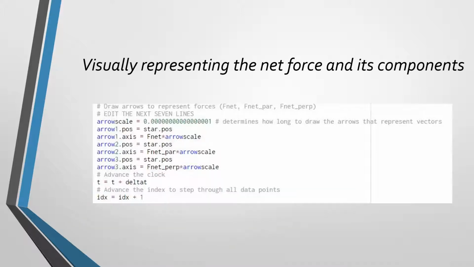This part of the code is used to represent the net force and its perpendicular and parallel component, each arrow originating at the star as noted by star.position. For the arrow length, the respective vectors calculated previously in the code are directly used with only an arbitrary arrow scale modifier being used for proper visualization purposes.